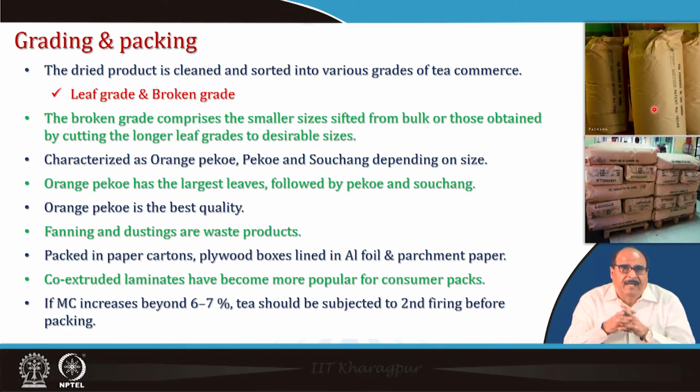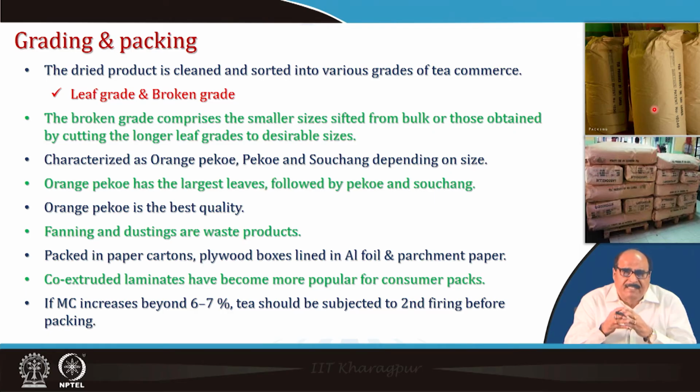Then next comes the grading and packaging. The dried product is cleaned and sorted into various grades of tea of commerce. There is a leaf grade or broken grade. The broken grade comprises smaller sizes sifted from the bulk, or those obtained by cutting the longer leaf grades to desirable size. Both the leaf grade and broken grade are further characterized as orange pekoe, pekoe and souchong depending upon the size. Orange pekoe has the largest leaves, followed by pekoe and souchong. Orange pekoe is perhaps the best quality.